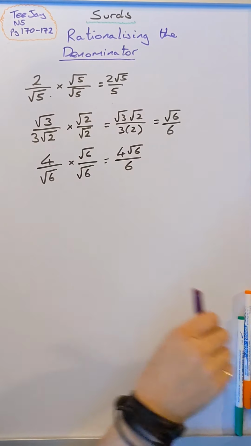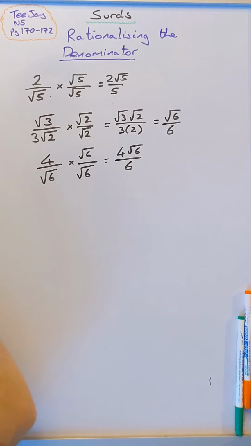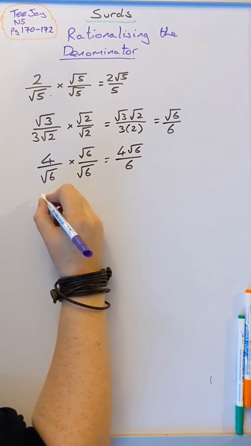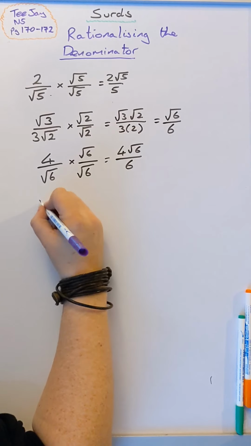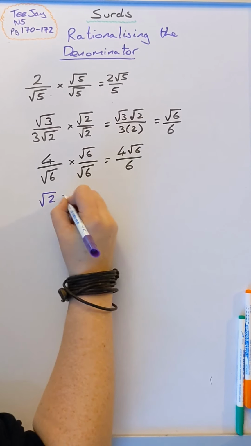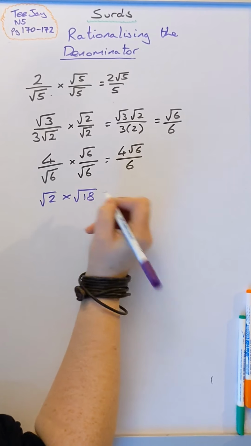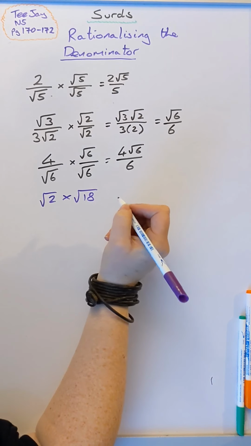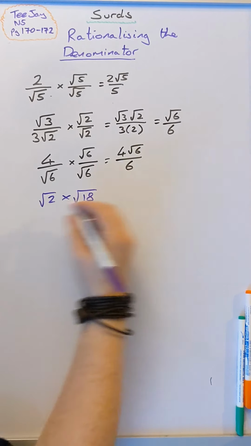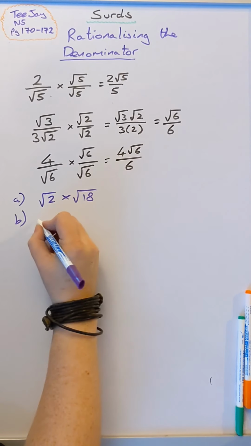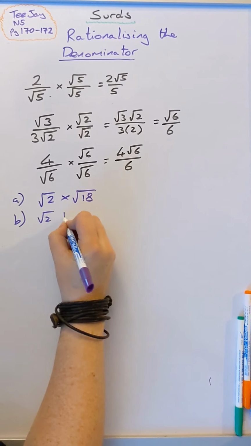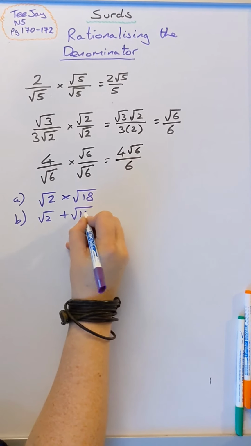I'm going to give you an exam question. This is an old exam question from back in the standard grades. And it says to simplify root 2 times root 18 and also to simplify root 2 plus root 18.